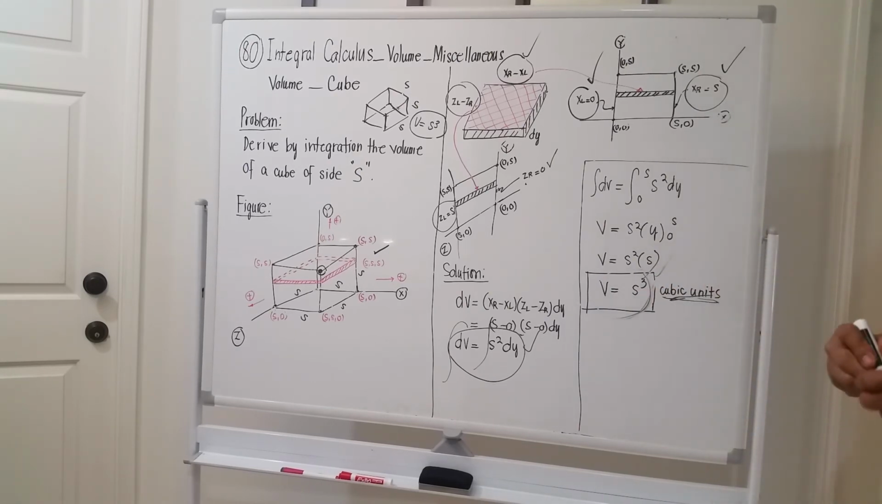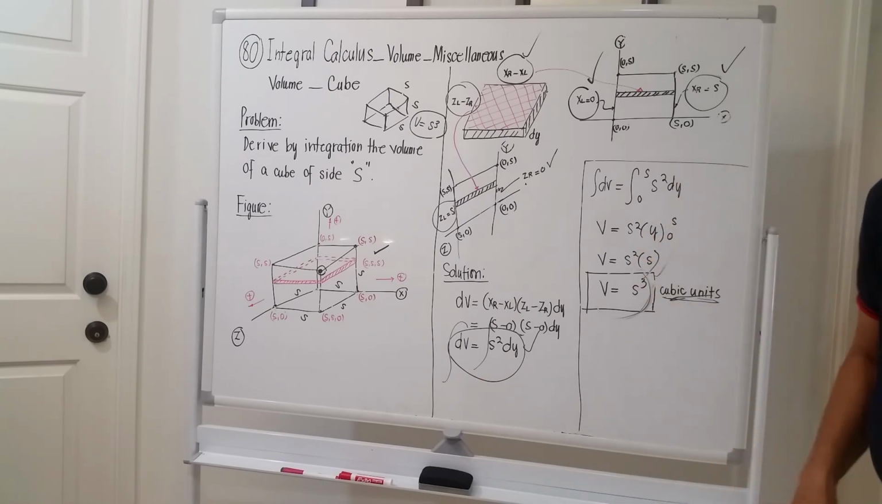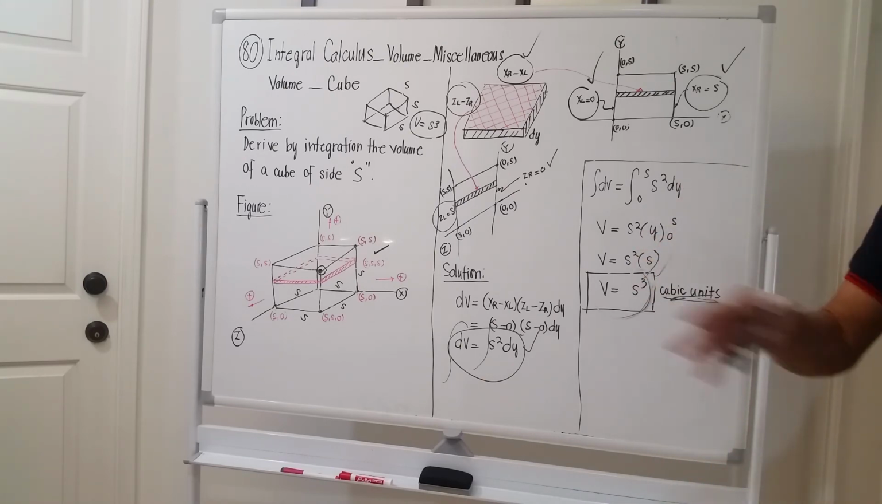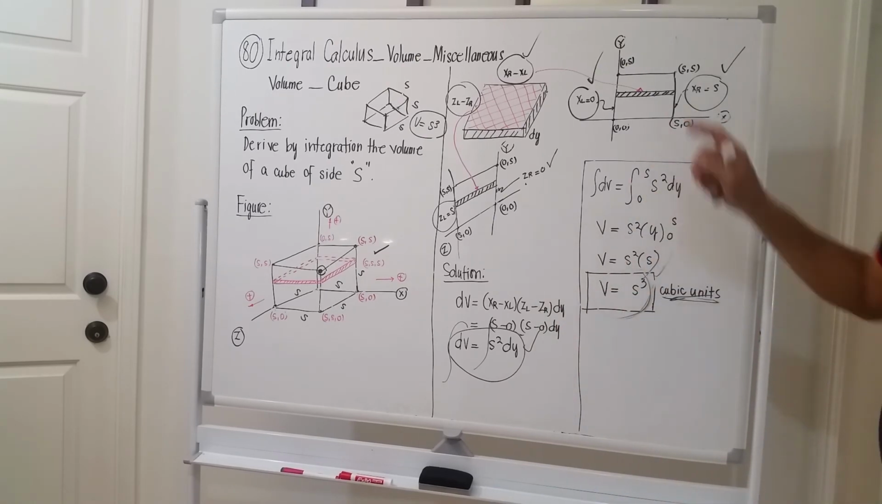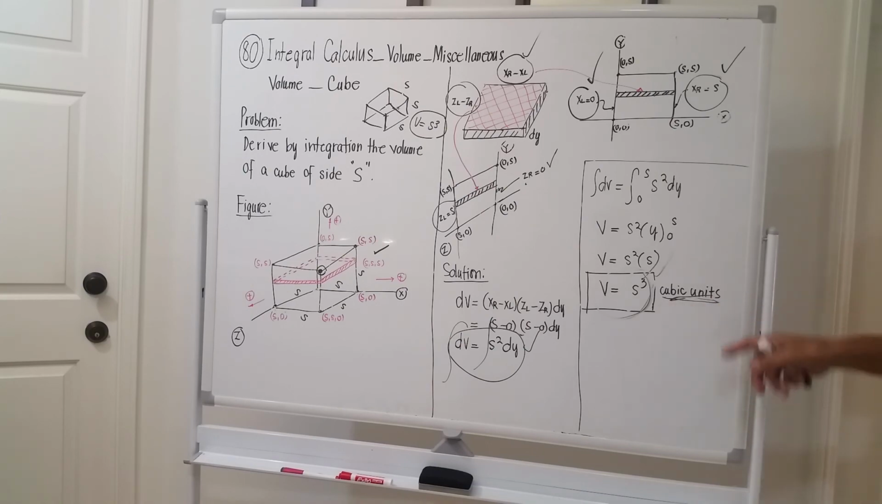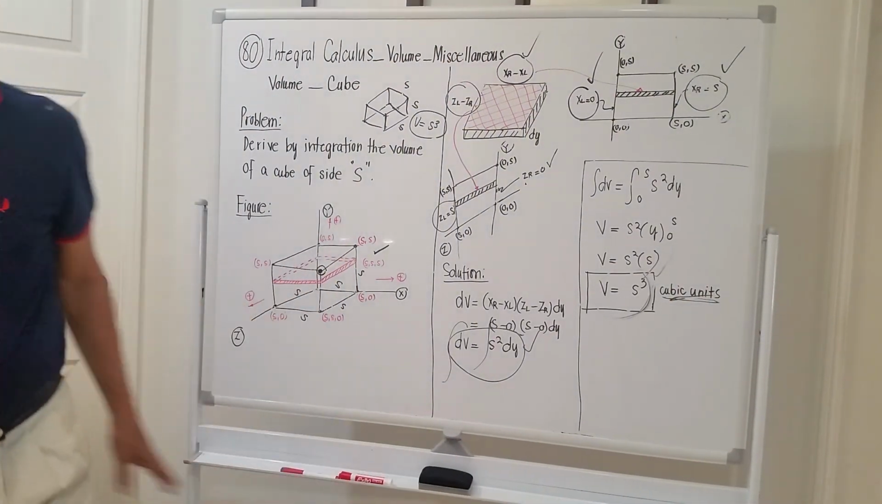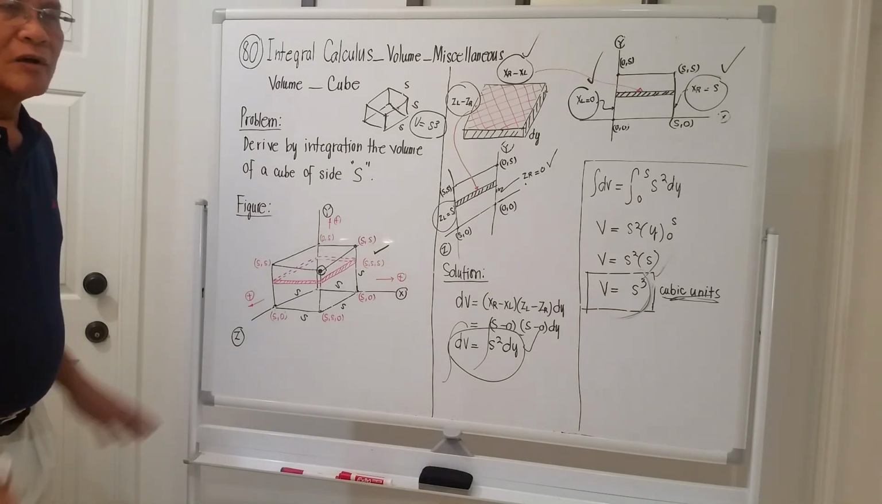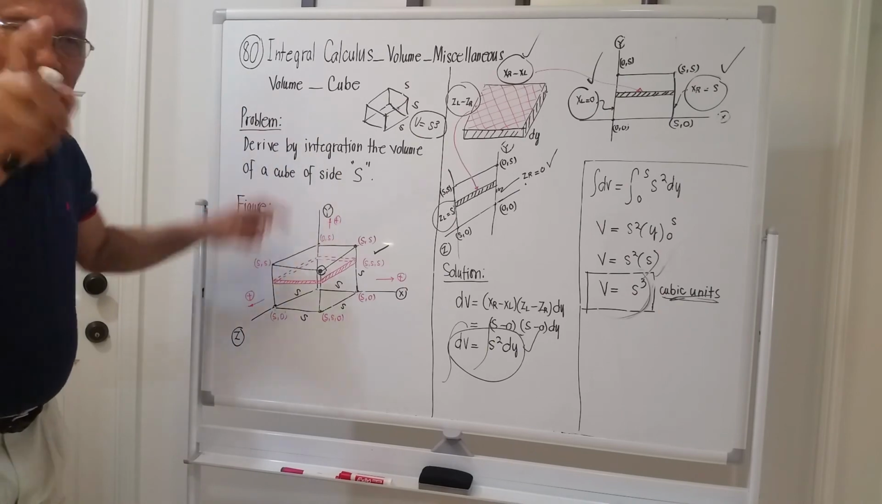So actually, the formula we are using under lower mathematics, under solid mensuration, the volume for any cube, will be the side of the cube to the third power, cubic units. Okay guys, that's the derivation of the formula of a cube using miscellaneous volumes under integral calculus.